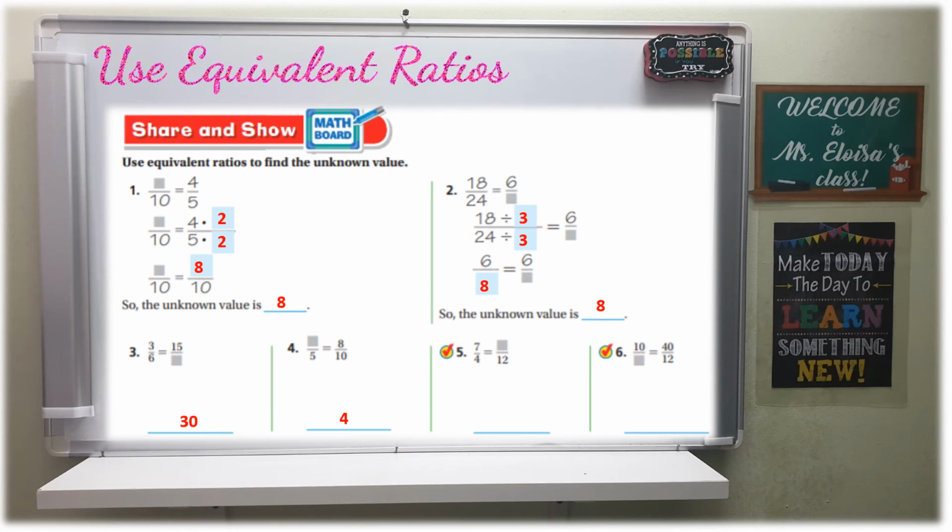Number 5, 7 to 4 equals blank to 12. What is the missing number? That's the correct answer. The missing value is 21. You can multiply both 7 and 4 by 3. How about number 6? 10 to blank equals 40 to 12. The missing value is 3, by dividing 40 and 12 by 4.